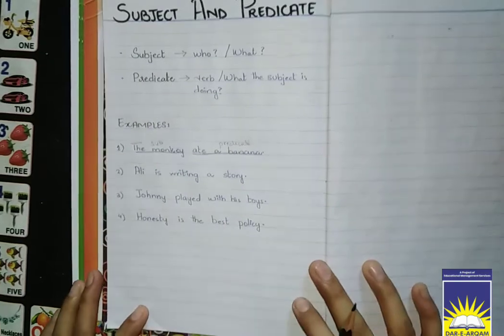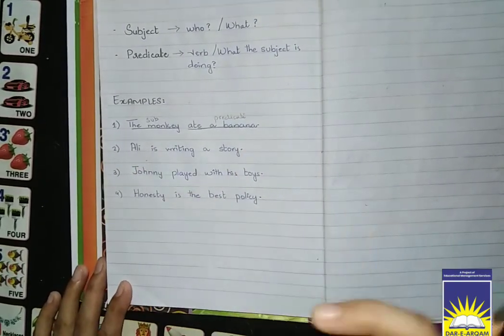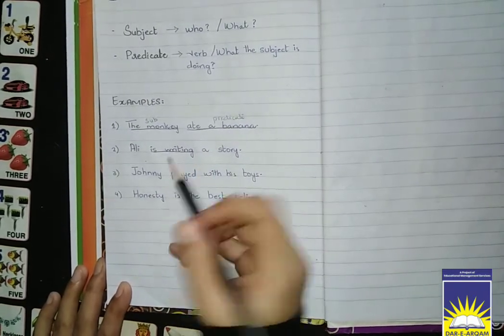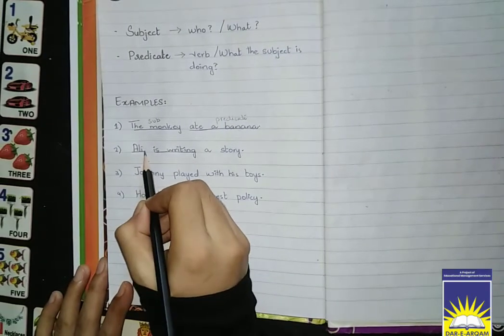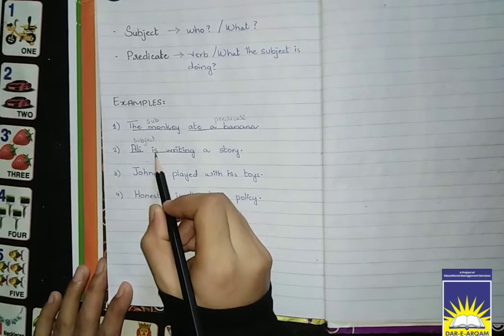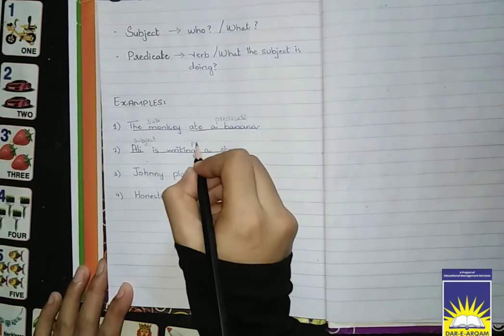Did you see? Now come to the next example. Ali is writing a story. First step, find the verb. Then find the subject, answer who or what. Here it is who, a person. So here the subject is Ali. Now the rest of the sentence will be the predicate.